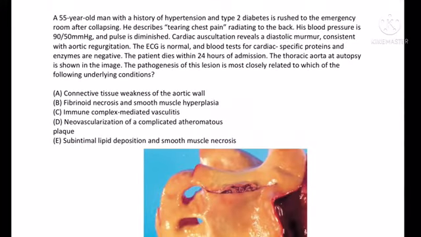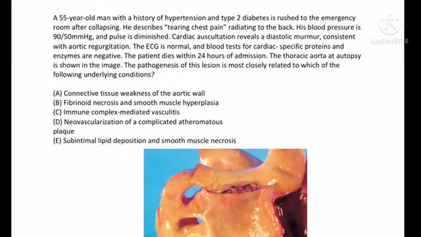A 55-year-old man with a history of hypertension and type 2 diabetes is rushed to the emergency room after collapsing. He describes tearing chest pain radiating to the back. His blood pressure is 90/50 and pulse is diminished. Cardiac auscultation reveals a diastolic murmur consistent with aortic regurgitation. The ECG is normal and the blood tests for cardiac-specific proteins and enzymes are negative. The patient dies within 24 hours of admission. The thoracic aorta autopsy is shown in this image.